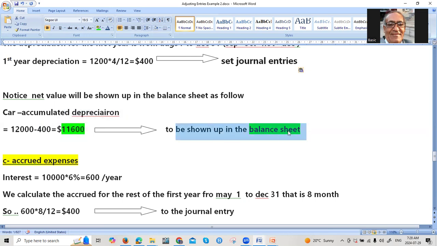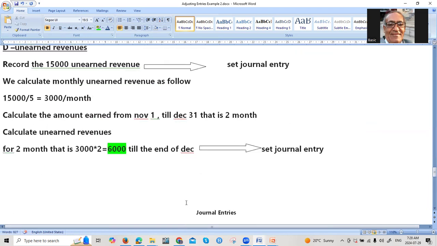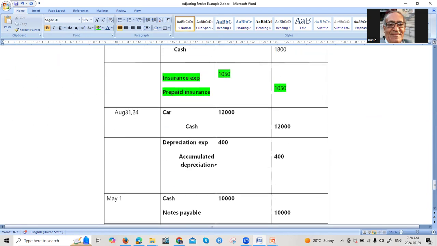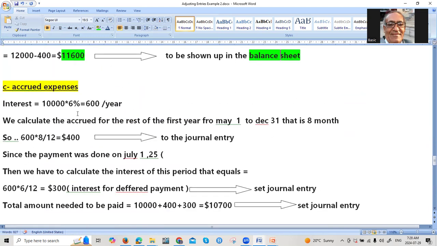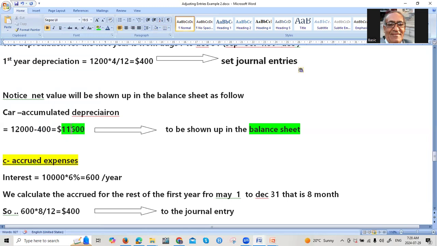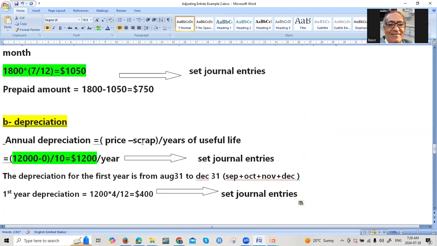That will be shown up in the balance sheet like I showed you, but not in my journal entries here. The 11,600 should not be shown up here. This amount should be shown up in the balance sheet, but not here. So this is the second transaction.